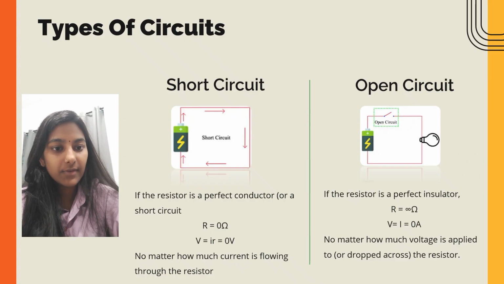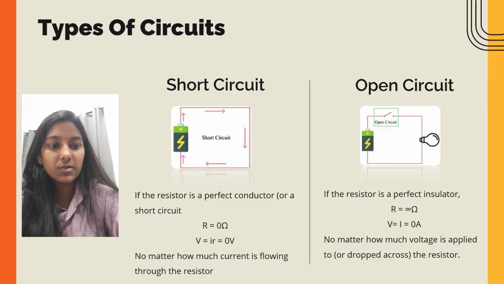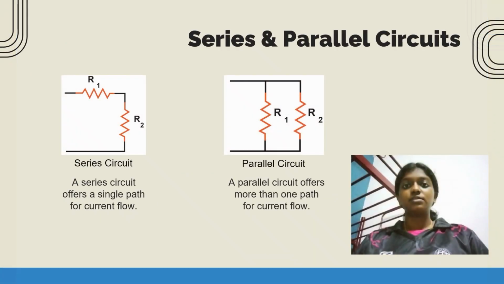On the right side, we have an open circuit. An open circuit occurs when the resistor behaves like a perfect insulator. Here, the resistance is infinite, written as R equals infinity ohms. In this case, the current I equals 0 amperes. No current flows no matter how much voltage is applied. Series and parallel circuit. A series circuit offers a single path for current flow. A parallel circuit offers more than one path for current flow.